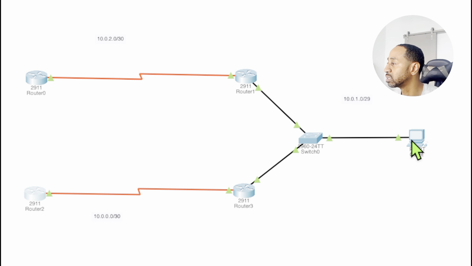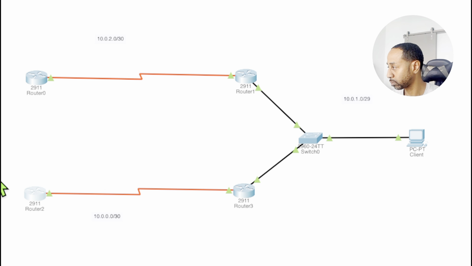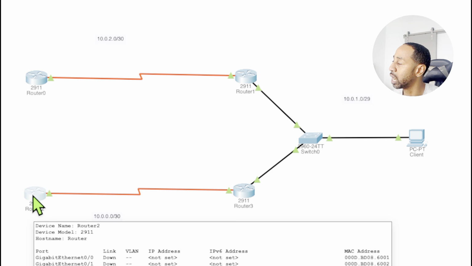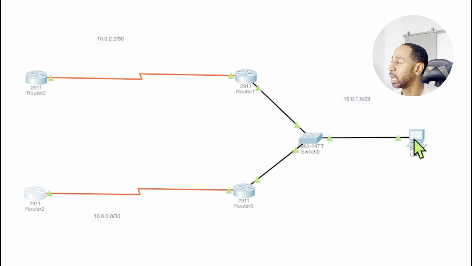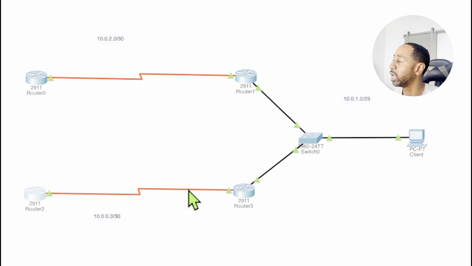So this PC is going to need an IP address. And then when I ping this router, it's going to need an IP address, right? And right here, you can see we got 4.4.4.4 configured. That's an IP address we got configured on this router. And we have an IP address configured on this client, 10.0.1.3. Those are in two separate networks, so we know that layer 3, a router, can get us over there.